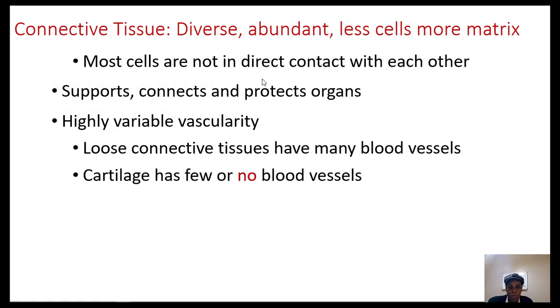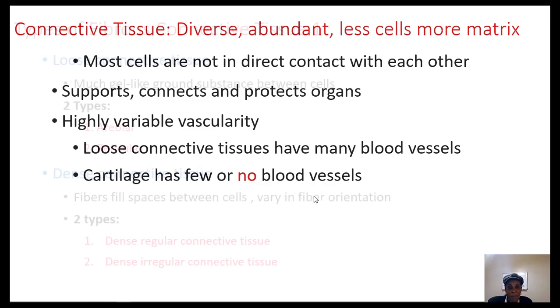Now let's talk about connective tissue. They are diverse, abundant, with fewer cells and more matrix. So you saw in epithelial, we have a lot of cells next to each other. But in connective, we have fewer cells scattered, mixed with ground substance and fibers. So most cells are not in direct contact with each other. Like we saw, the cells are scattered everywhere. What do they do? Connective tissue supports, connects, and protects organs. They have highly variable vascularity. It means that some of them have a lot of blood vessels, some of them do not. For example, cartilage has few or no blood vessels.